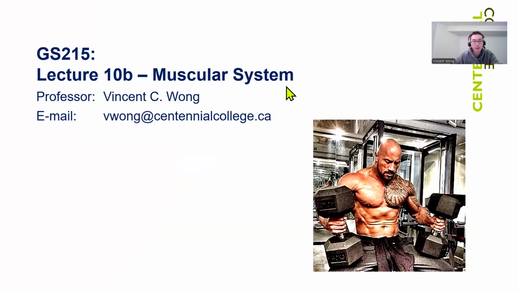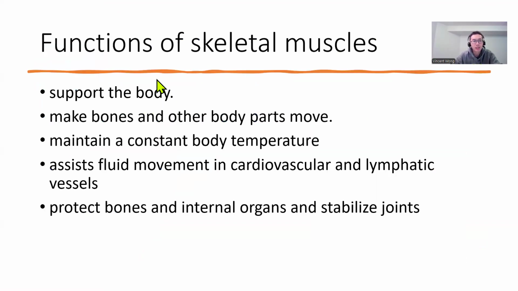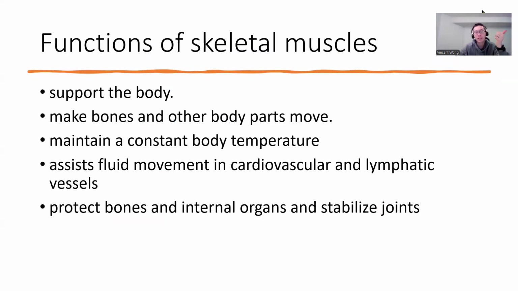All right, muscular system now. What does skeletal muscle do? Remember, there are three types of muscles. Skeletal muscles are the ones that you have voluntary control over. Smooth muscles are the ones that you do not have voluntary control over. They're in the GI tract or in the blood vessels, and you cannot voluntarily control them. And then there is cardiac muscle, which is only in the heart, and you also cannot voluntarily control it.